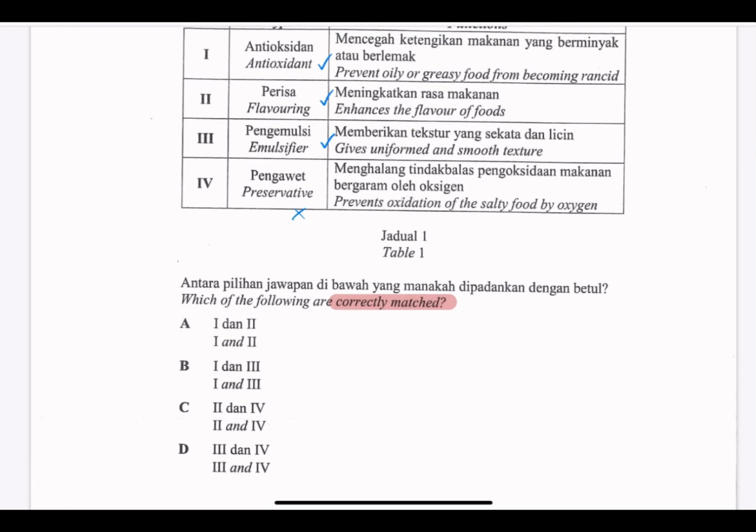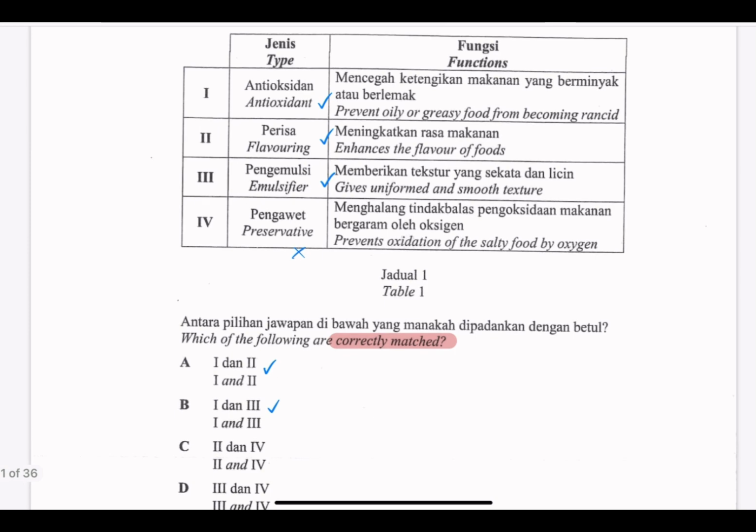Okay, we don't have this option. So it is either 1, 2 or 1, 3. We go through the answers again. So I will choose the answer 1, 2 in this case because we don't have 1, 2, 3. For emulsifier, the function actually is to mix the oil and water together. But the description of giving a uniform and smooth texture can be correct also, but we don't have this answer. So in this case, I will select 1 and 2.